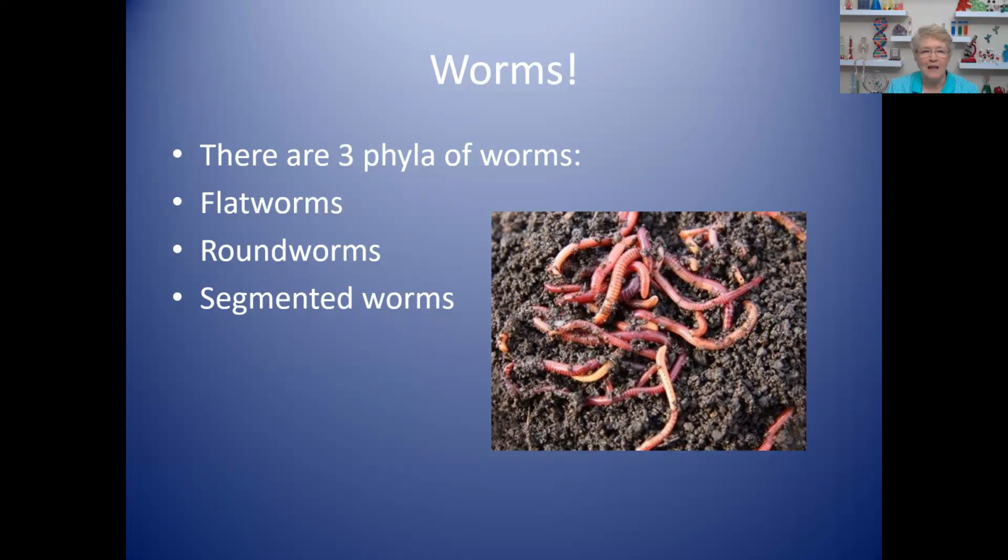Why do you think they're called flatworms? Because they're flat. Yeah, they're flat looking compared to the other ones. The roundworms are going to be round, and the segmented worms, think of them as being like earthworms, like the ones in the picture right there. They have segments in their bodies, those little individual parts, they look kind of striped as you look at them.